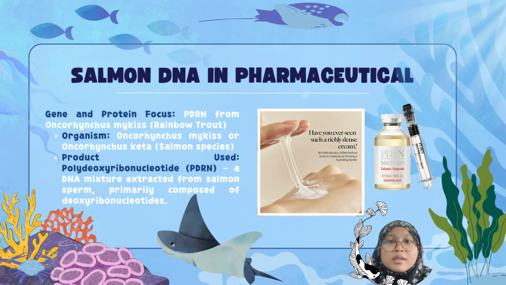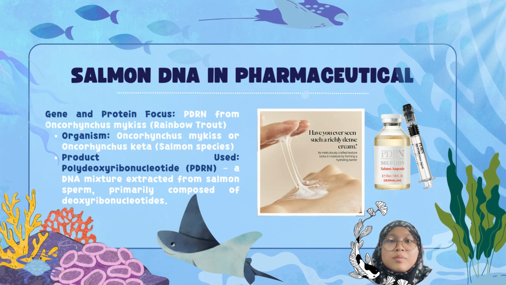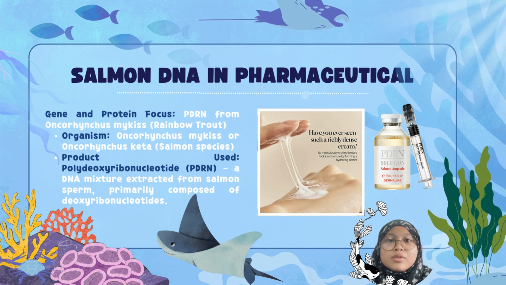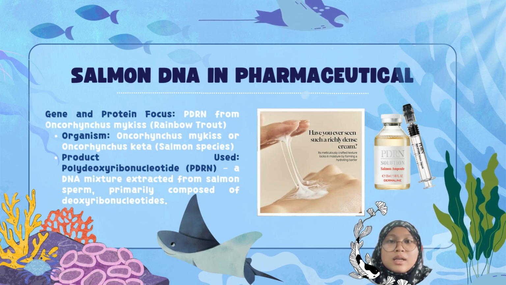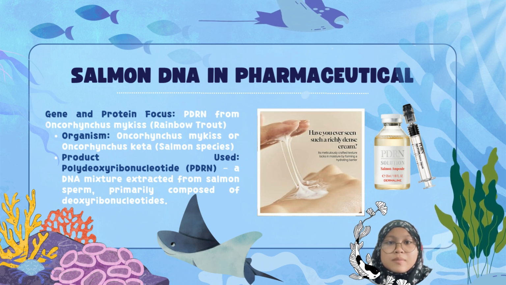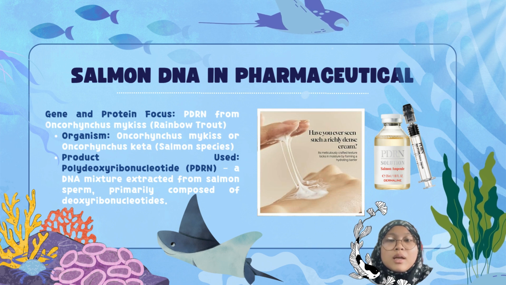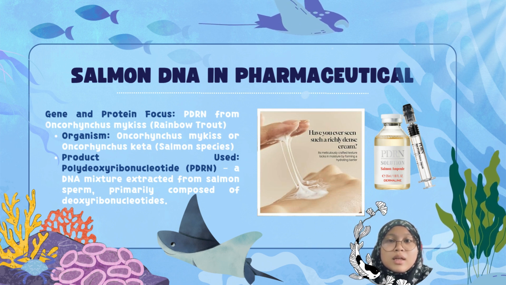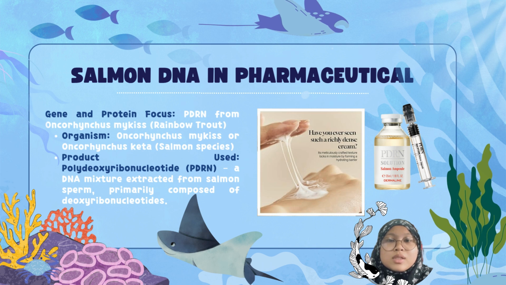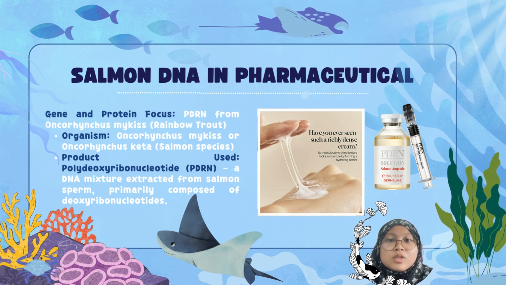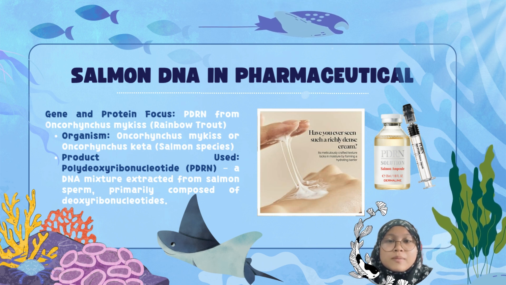Although PDRN does not function as a gene or protein itself, it plays a significant biological role in promoting tissue repair, regeneration, and anti-inflammatory responses. One of the primary mechanisms through which PDRN acts is by activating the A2A subtype of adenosine receptor, which is known to regulate anti-inflammatory and tissue healing processes in the body.